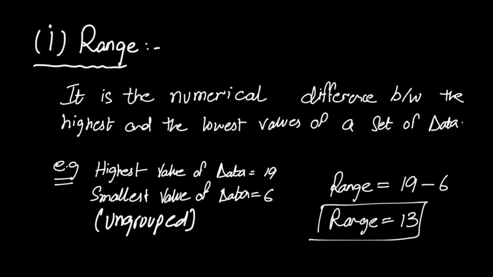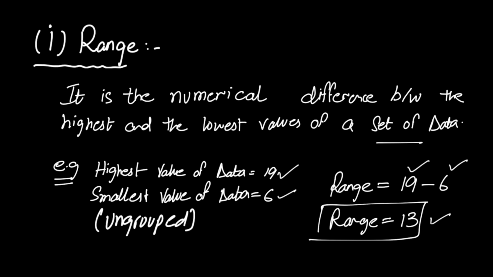Okay, so the range is basically the numerical difference between the highest and the lowest numbers of a set of data. So for example, I have an ungrouped data set in which I have the highest value of 19 and the smallest value of 6. So to take out the range, I will do 19 minus 6, and 13 will be my range.